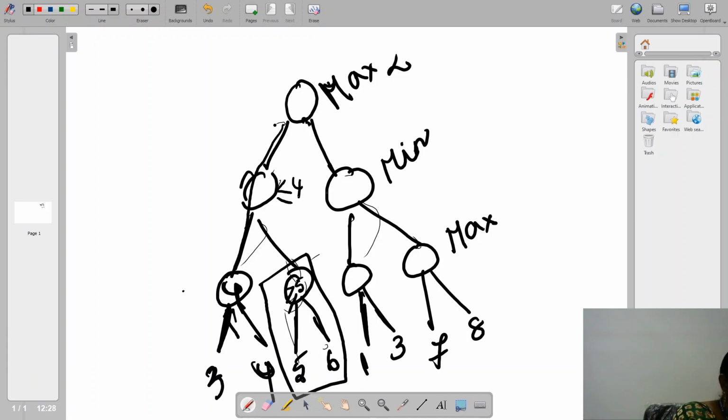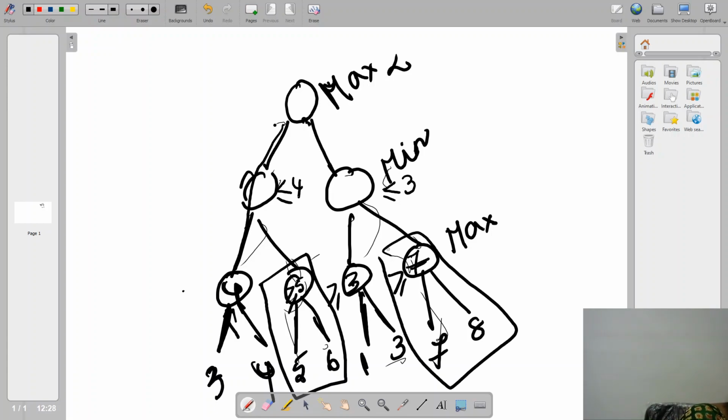And next in the same manner. Here 1, 3. So what is the maximum value? 3 is the maximum value. I am writing 3. So greater than or equal to 3. And here 7. I am taking 7. Always it should be greater than or equal to 7 for this value. So minimum, so it should be less than or equal to 3. Then what is the need to explore this? I am just pruning this. Prune. I don't want to explore.